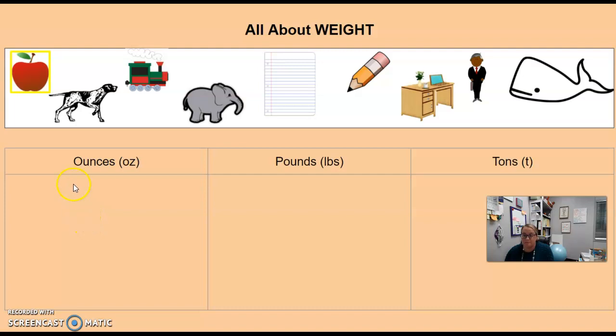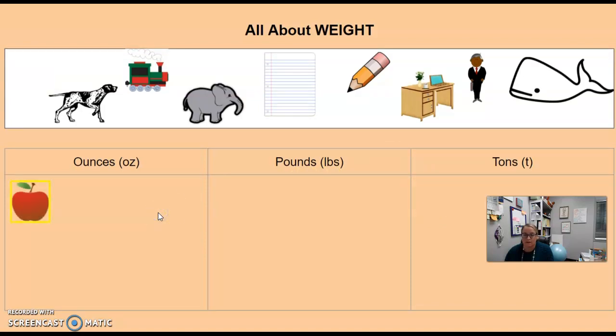weigh them. So the first one we have is an apple. So if we are wanting to weigh an apple, would we use ounces, pounds, or tons? That's right, we would use ounces because one single apple by itself isn't going to weigh that much. Now, if we had a whole bunch of apples, that's a different story. But one apple by itself, we're just going to use ounces.